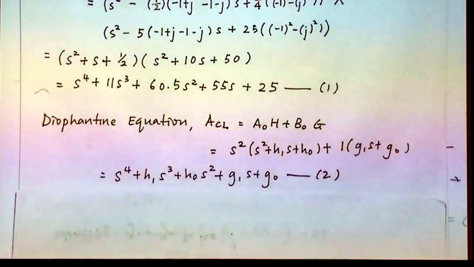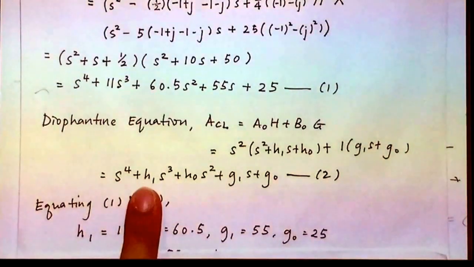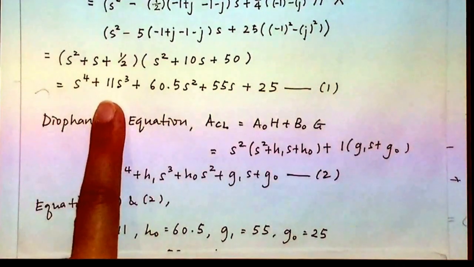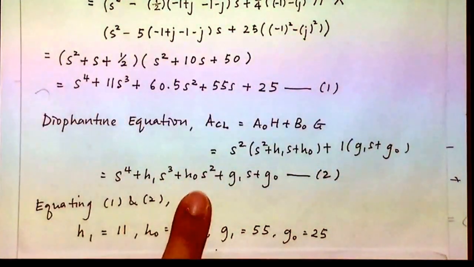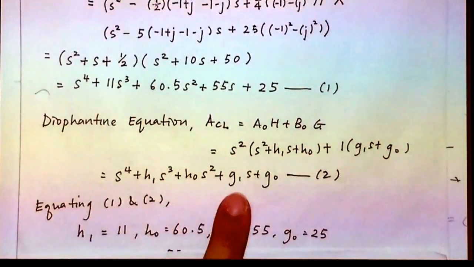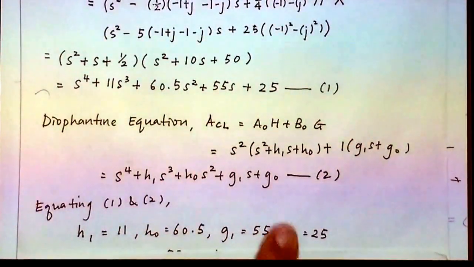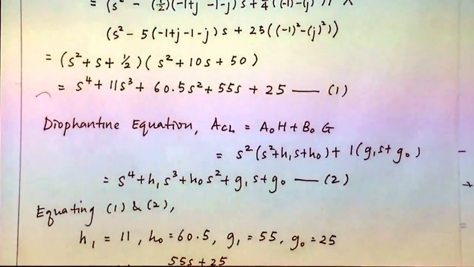Equation 1, equation 2, what do you do next? Compare the coefficients. Basically, equating 1 and 2, H1 is 11. See that? H naught is 60.5. G1 is 55 and G0 is 25. That's all. So this is your C(s).